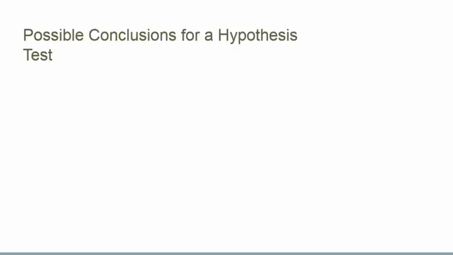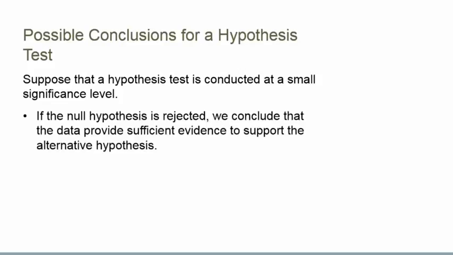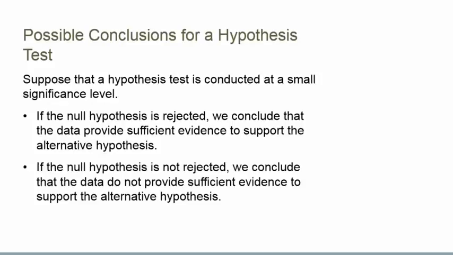Possible conclusions for a hypothesis test. Suppose that a hypothesis test is conducted at a small significance level. If the null hypothesis is rejected, we conclude that the data provide sufficient evidence to support the alternative hypothesis. If the null hypothesis is not rejected, we conclude that the data do not provide sufficient evidence to support the alternative hypothesis.